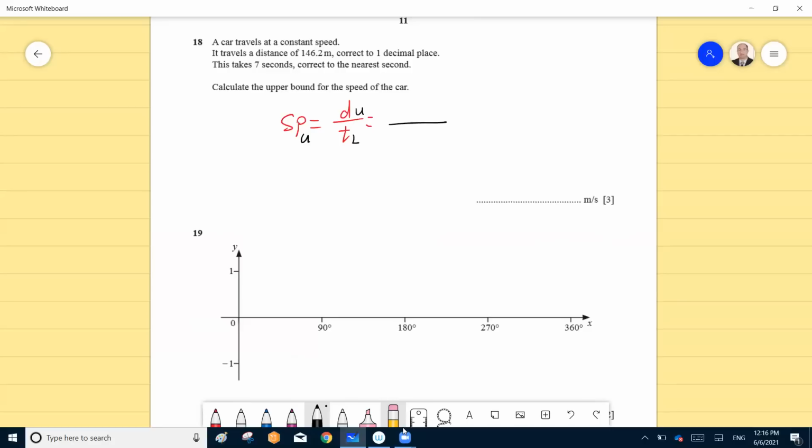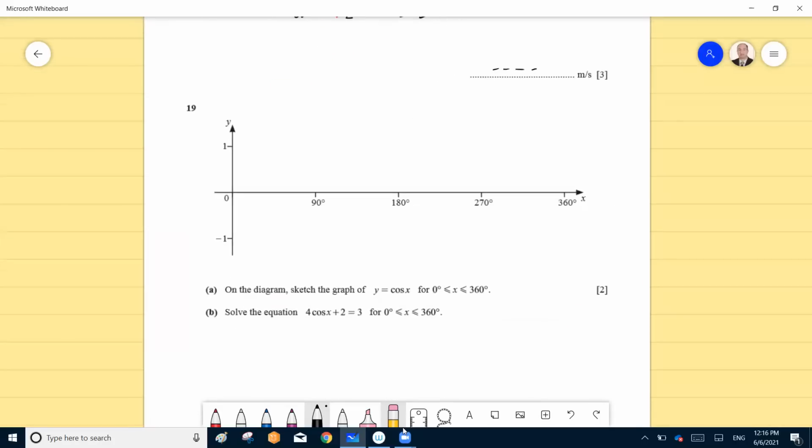So the upper bound of the distance, which is measured to the nearest 1 decimal place, is 146.25. And the lower bound of the time, 7 seconds to the nearest second, is 6.5. Then you just divide these two values and write the answer here. Very simple. Okay.